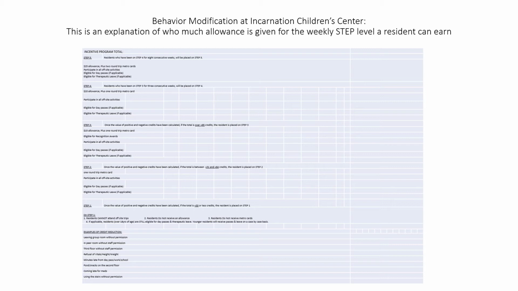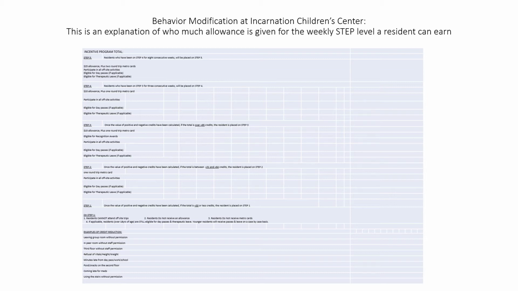They were not happy, and it helped them strive to at least get on step 2 thereafter. So for step 2, which was anywhere between 31 and 64 credits or points, they would get a Metro card, and this was for the ones that were able to travel independently. This was also before COVID. And they were able to participate in all off-site activities. And they were eligible for day passes if they were age appropriate, and therapeutic leave as well. Step 3, we had those same things as step 2, and then we added a $15 allowance. That was anything over 65.